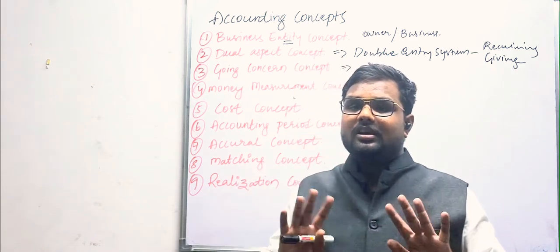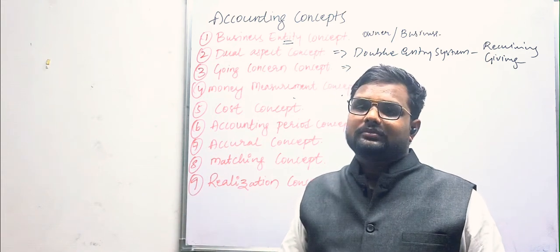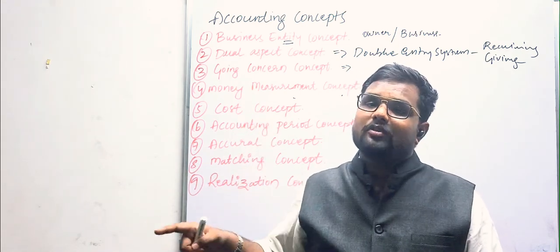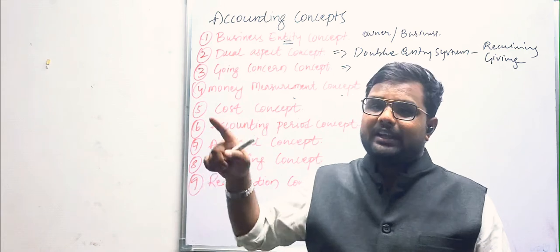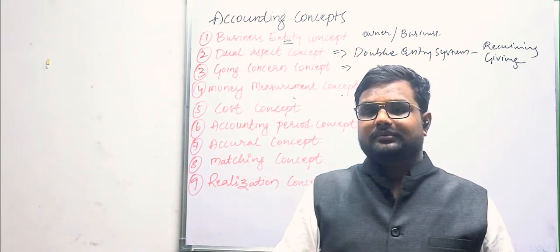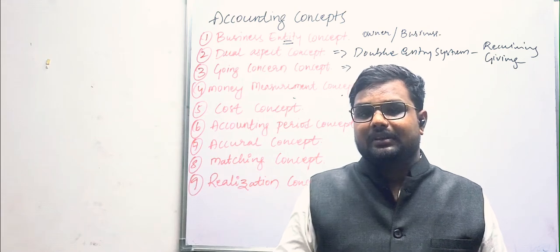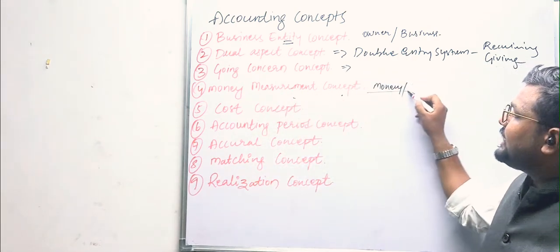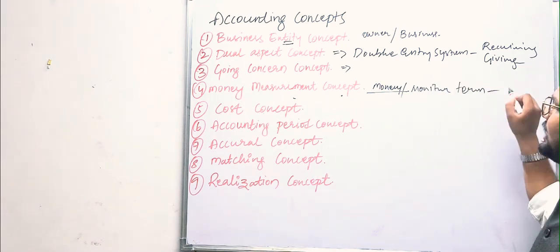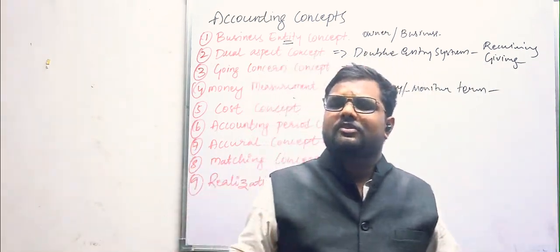Machine has a breakdown, we will not record that, because that is not a monetary value. We can't express that in monetary value. But for the machine breakdown, we call a mechanic or technician, we get it repaired, we pay for that, we will record that, because the money transaction is happening. The money measurement concept is telling that only monetary terms are recorded. If there are no monetary terms, we will not record that. So these are the concepts to be followed.